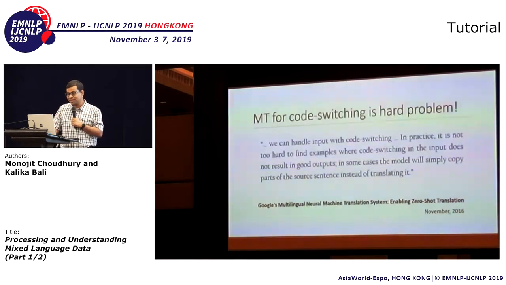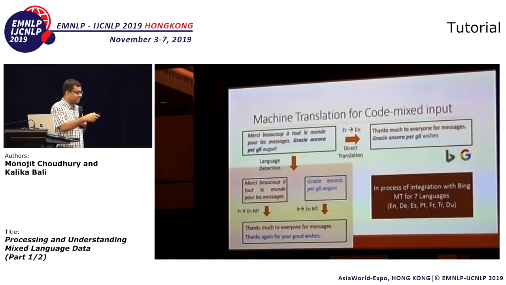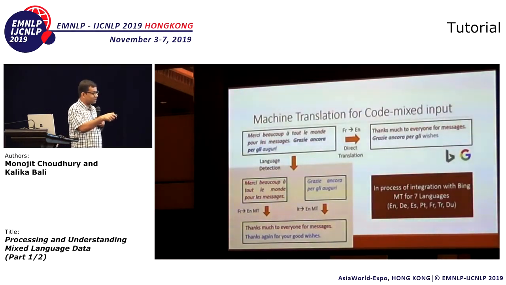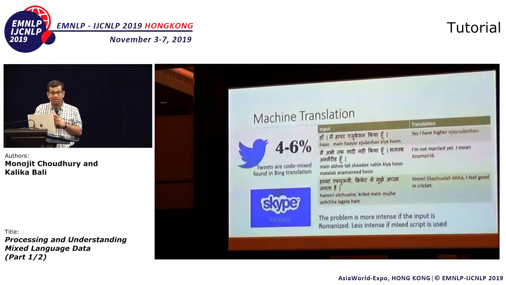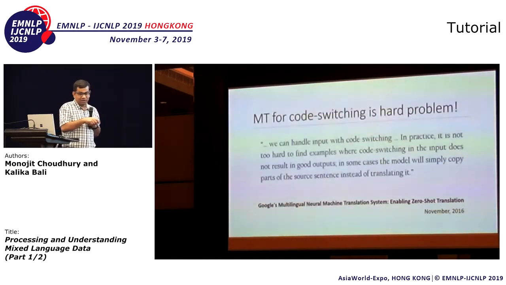But whatever you do, here is a quote from a Google paper, the zero-shot paper: "We can handle input with code switching." But it is not too hard to find examples where code switching in the input does not result in good output. In some cases, the model will simply copy parts of the source sentence instead of translating it. You can see that happening here, it's copying. The copy model is really powerful. Here also it's actually copying and transliterating it. So that's what is happening.